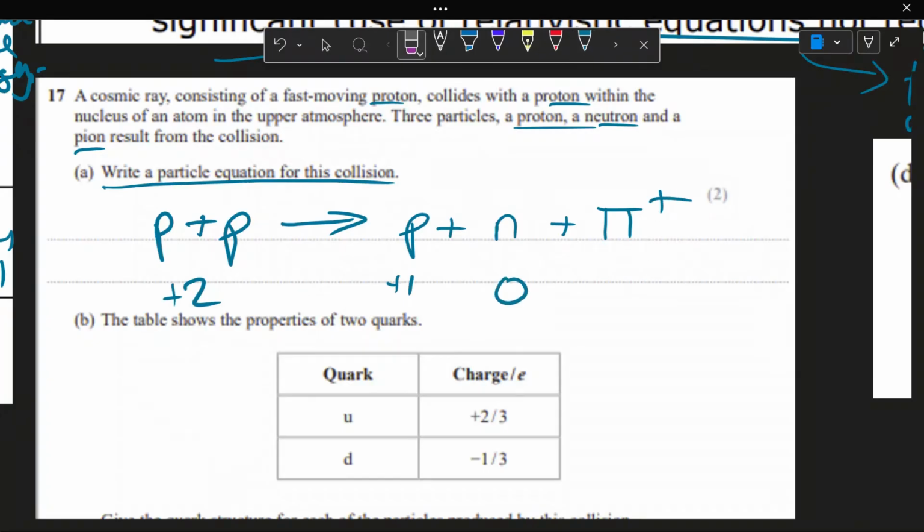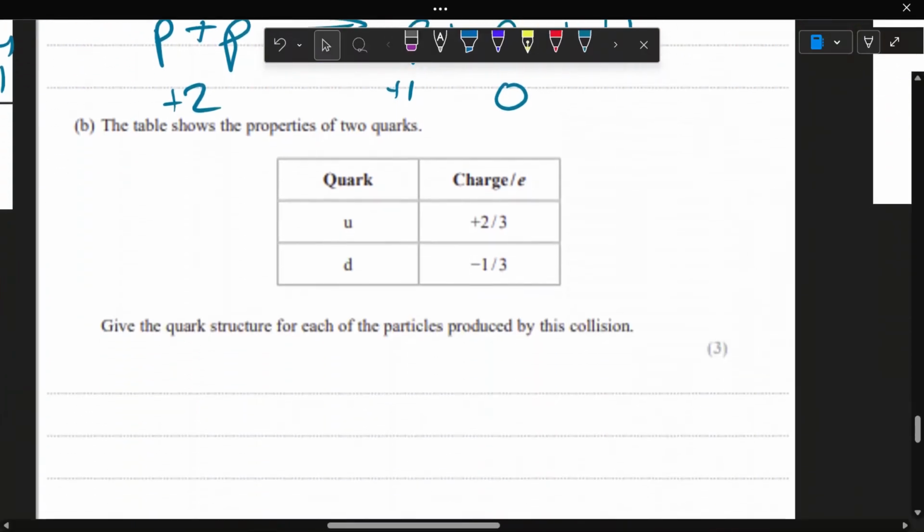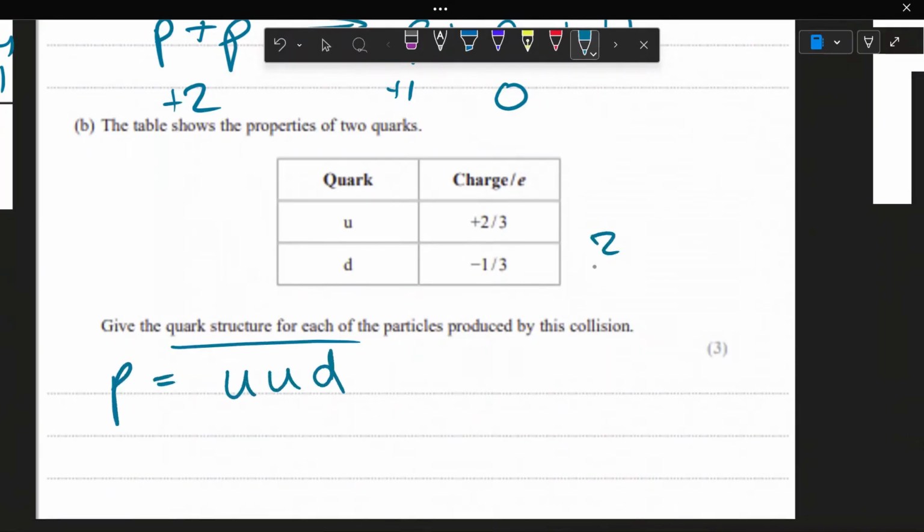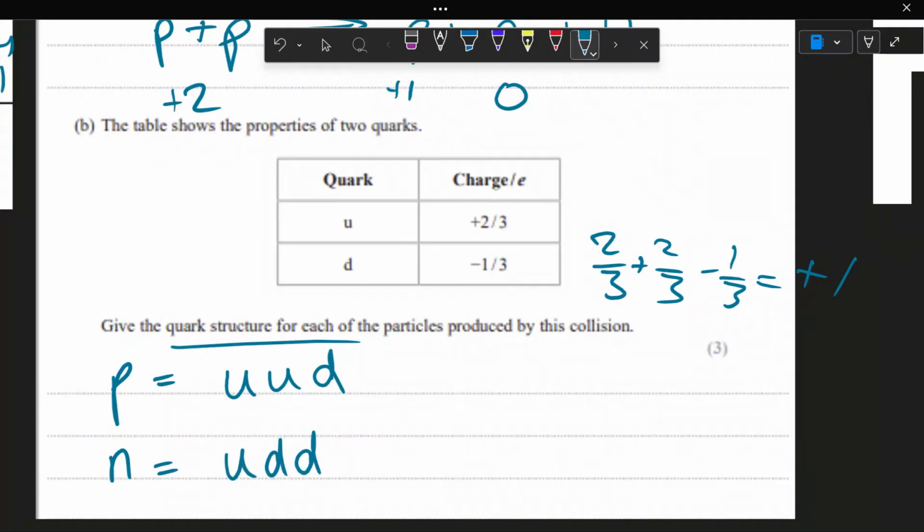And lepton number is irrelevant. There are no leptons involved. Next, give the quark structure. A proton is uud: 2/3 plus 2/3 minus 1/3 gives us +1. A neutron is udd, gives 0. And our pi plus is made of a quark and an antiquark to give us our +1 charge. So it can be u anti-d. Antiparticles are represented with this bar on top.